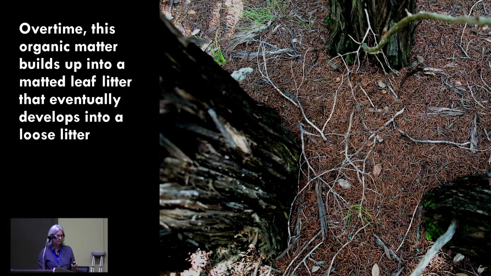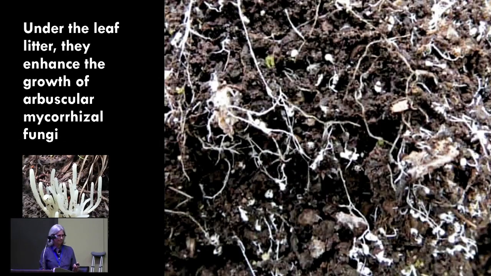And over time, as it backs up, each time it backs up a little bit more. Over time, this organic matter builds up into a matted leaf litter that eventually becomes a nice loose and lofty litter as it becomes more old growth.